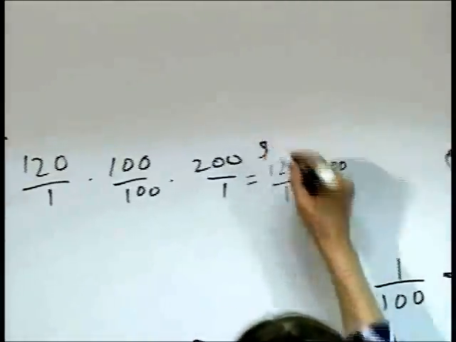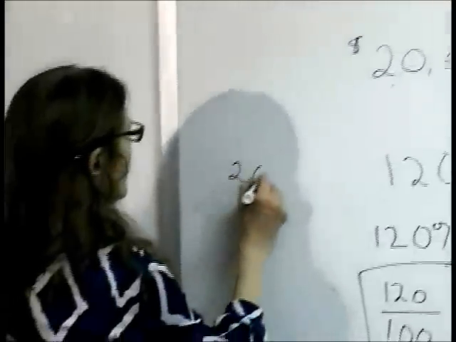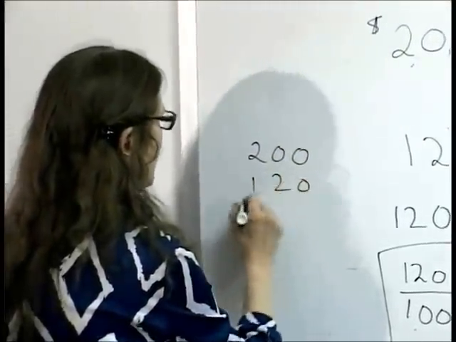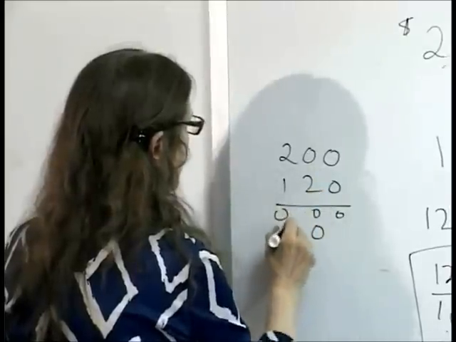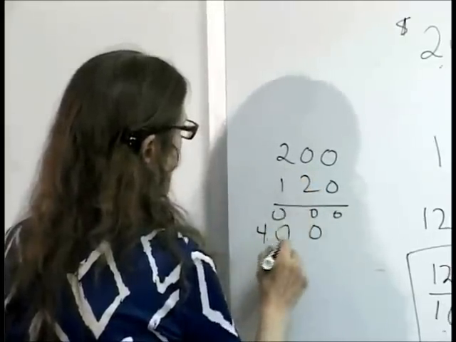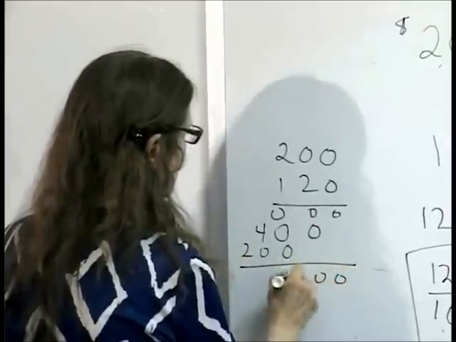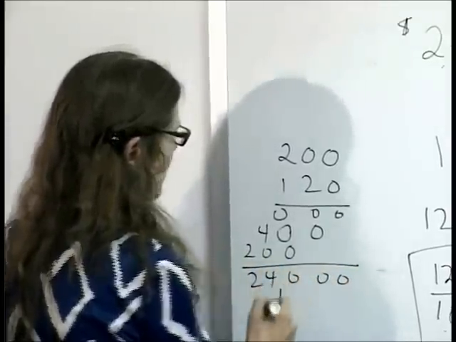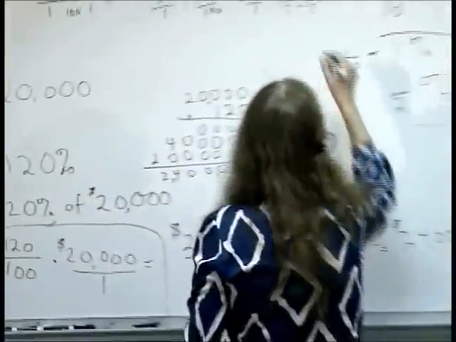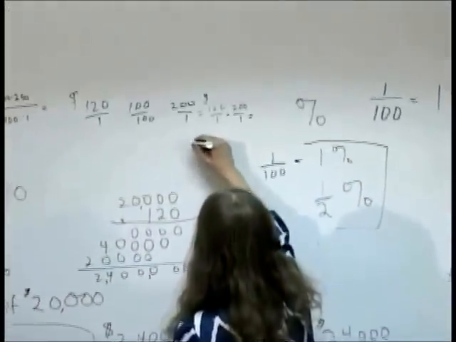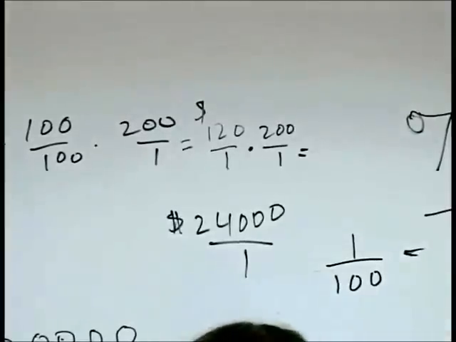So let's check it out. 200 times 120: zeros, 2 times 0 is 0, 2 times 0 is 0, 2 times 2 is 4. And this would be 0, 0, and 200. So this is 0, 0, 0, 4, 2. So this is 24,000. So this would be equal to dollars 24,000 over 1, and anything over 1 is just itself.